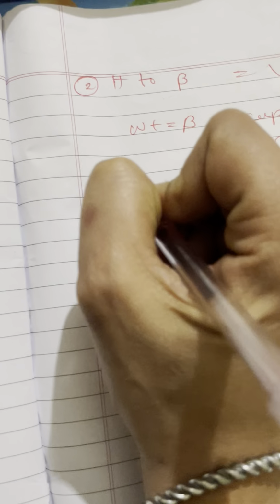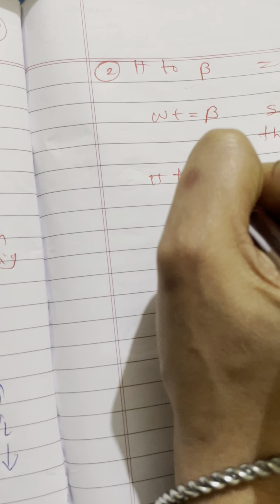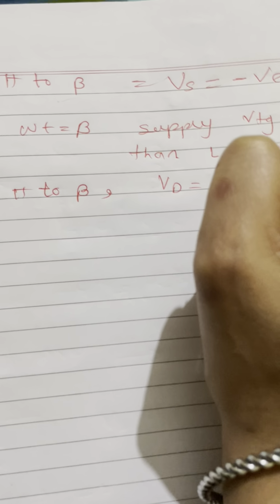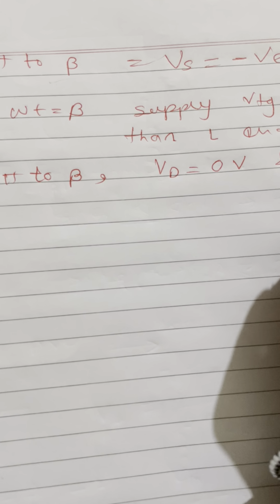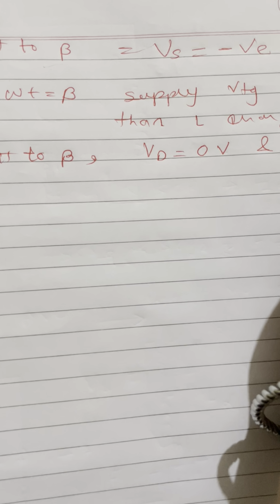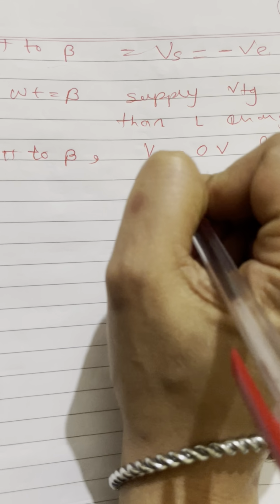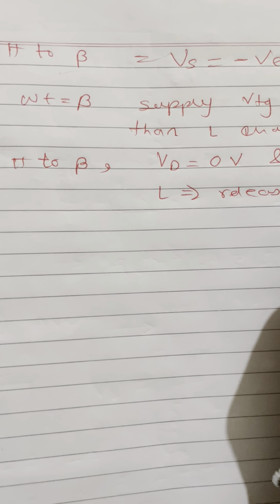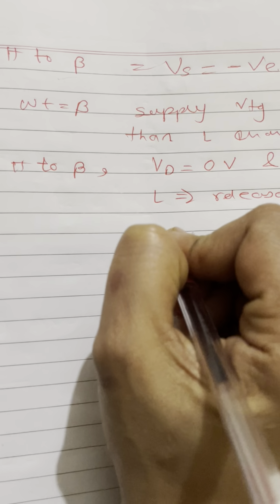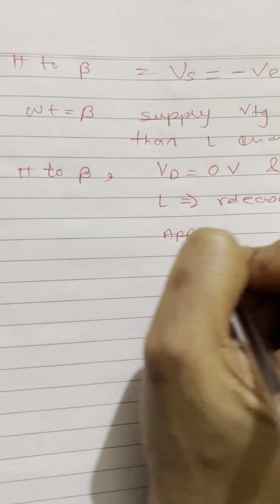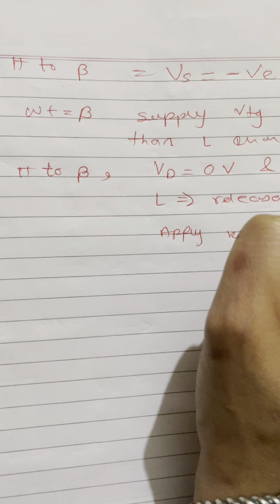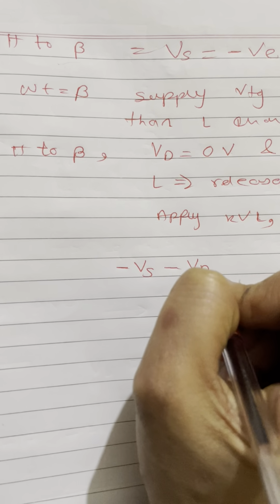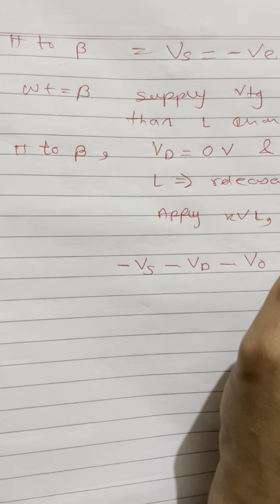So from pi to beta, Vd is equal to 0 volt, and the diode is in the on state. But the inductor releases the energy. And apply the KVL. So minus Vs minus Vd minus V0 is equal to 0.